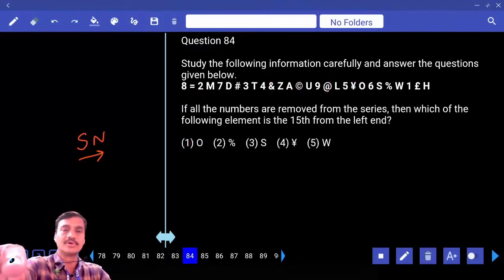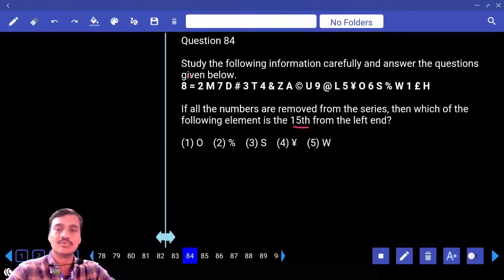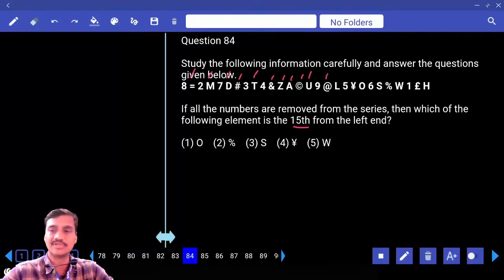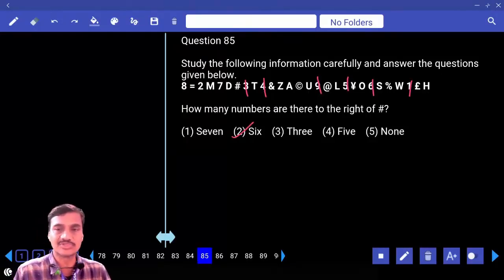Then 84. Now in this 84, if all the numbers are removed from the above sequence, then which of the following is 15th from the left hand? 15th from the left hand without the numbers. 1, 2, 3, 4 and 5, 6, 7, 8, 9, 10, 11, 12, 13 and 14 and 15. What is the element we have? S. S, that is choice 3, question number 84. And 85, how many numbers are there to the right hand side of hash? Right hand side of hash 1, 2, next one 3, 4, 5 and 6. And 6, that is choice 2, question number 85. Right hand side to this symbol hash, there are 6 numbers altogether.